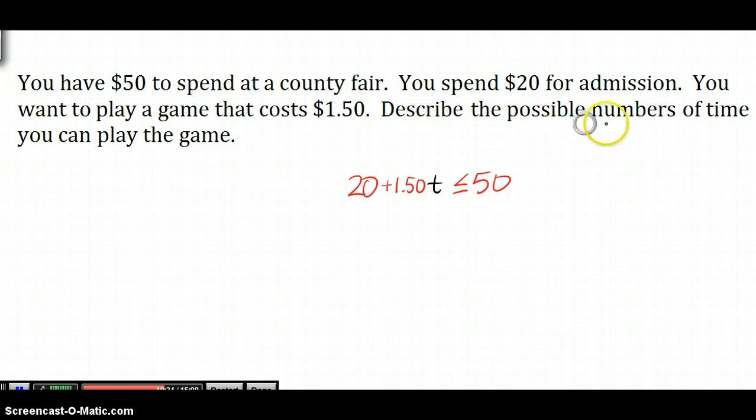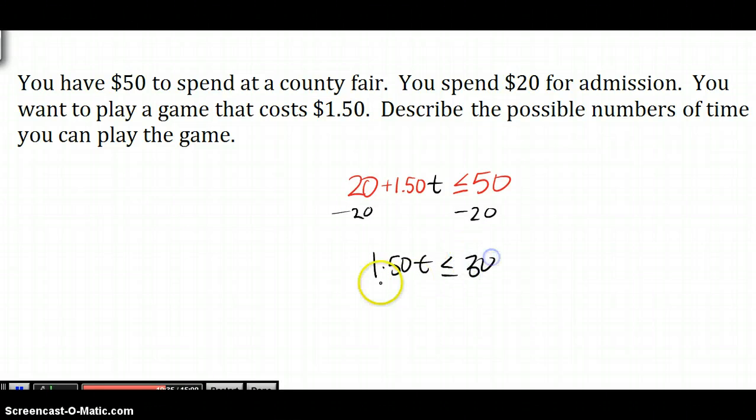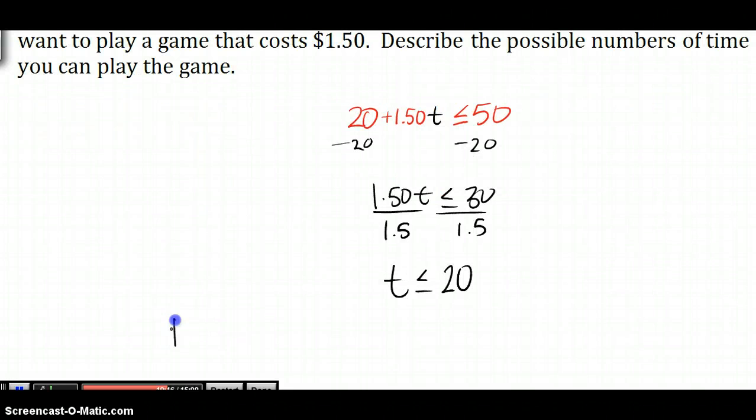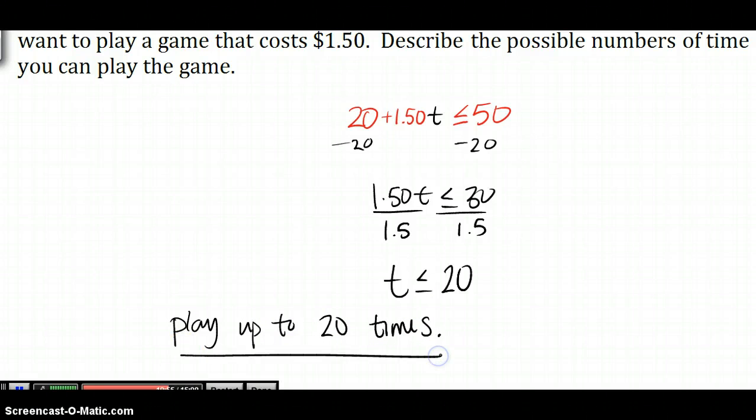So the question says, describe the possible number of times that you can play the game. So now all we have to do is solve for t. So I'm going to subtract 20. And then divide by 1.50. So t is less than or equal to 20. So you could play up to 20 times. You can play less if you like, but you can't play more than 20 times.